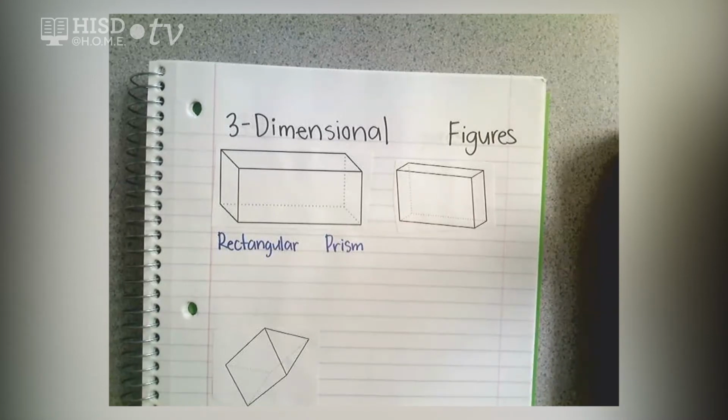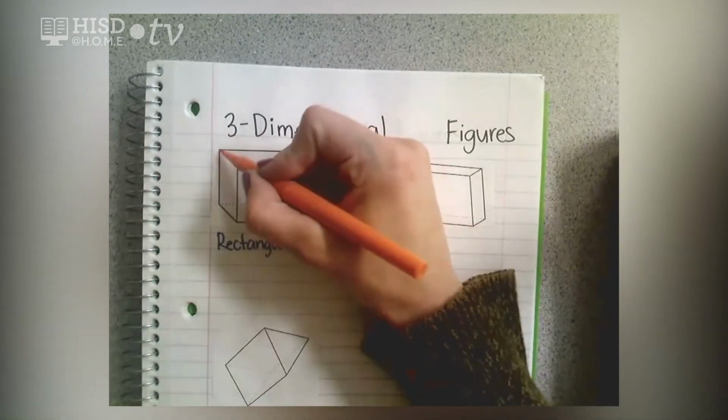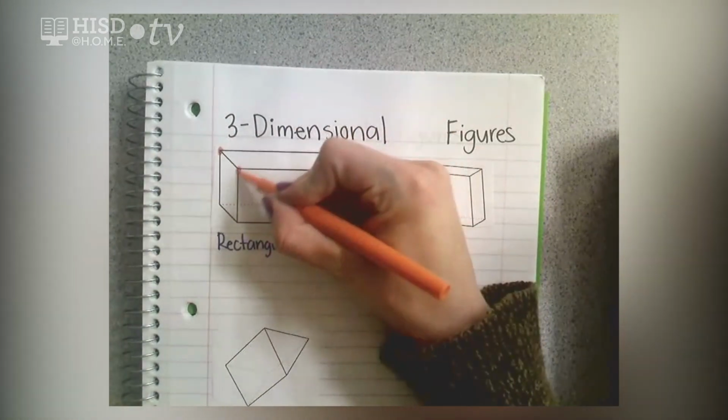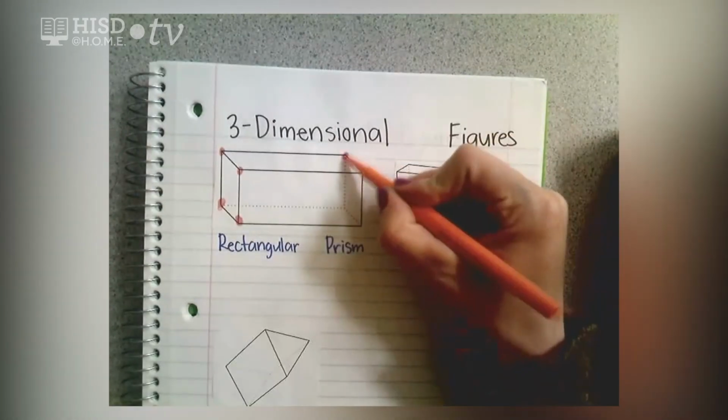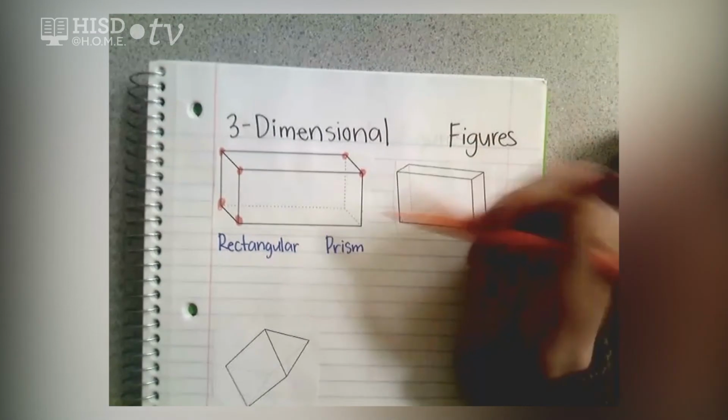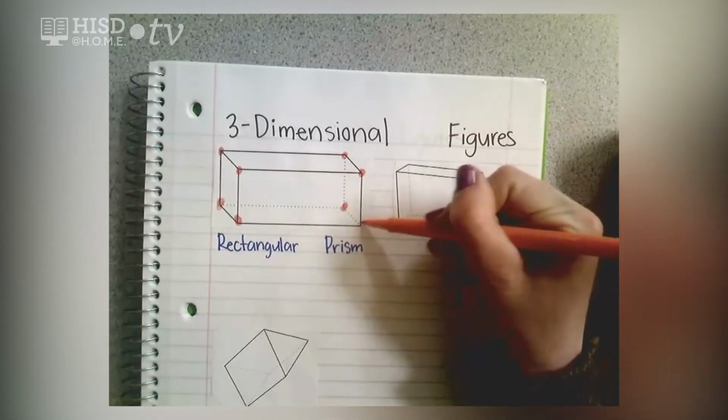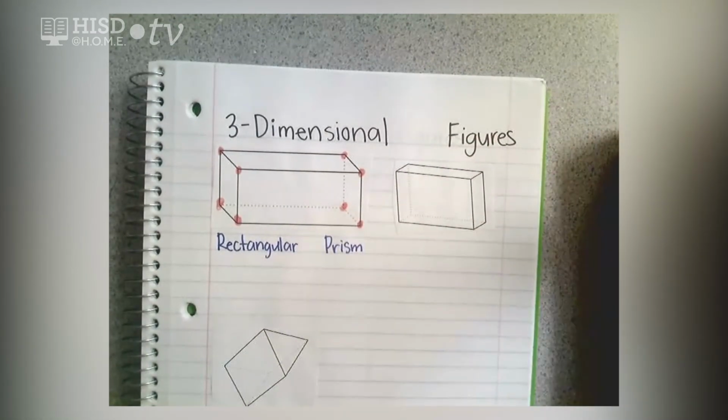So for this one, I see there is 1, 2, 3, 4, 5, 6, 7, 8 faces. I'm sorry, vertices. 8 vertices.